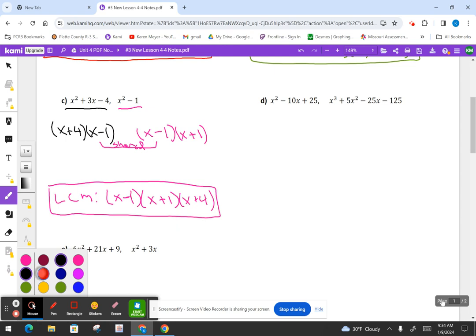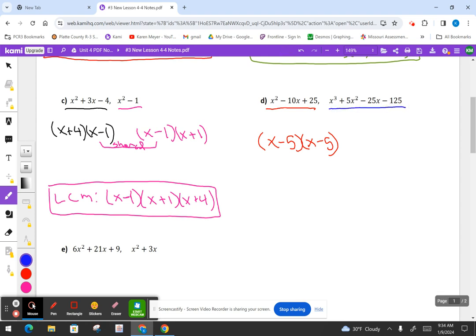So on the next one, I'm going to do fast factoring. So multiply for positive 25 that adds for negative 10. Well, that would be a minus 5 and a minus 5. Four terms. Oh, what do we do if we have four terms? We make a box and put them straight inside of it. So make yourself a box. Take the four terms and put them on the inside.